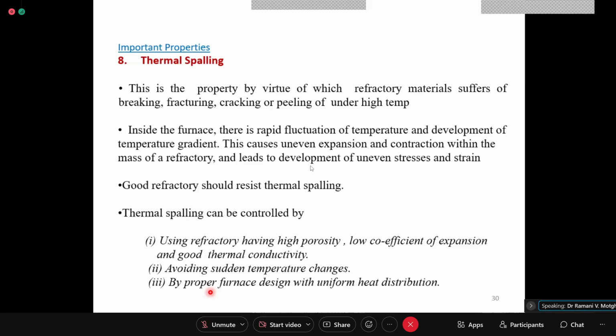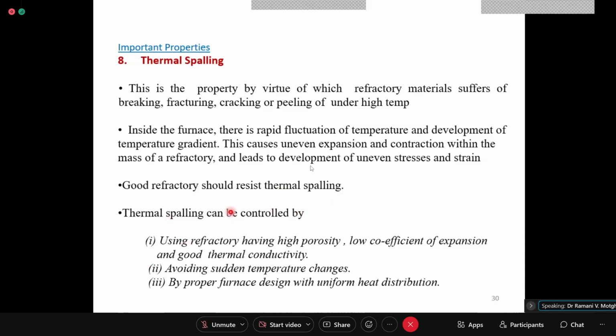Now, thermal spalling, peeling out or cracking occurs because of what? Inside the furnace there is rapid fluctuation of temperature and development of temperature gradient. Thus, this causes uneven expansion and contraction within the mass of the refractory and leads to development of uneven stresses and strain. A good refractory should resist thermal spalling.